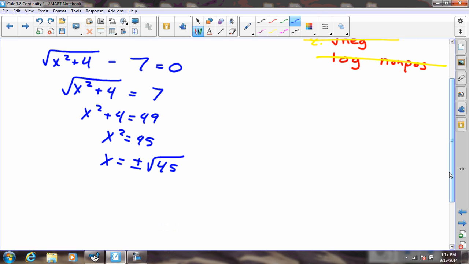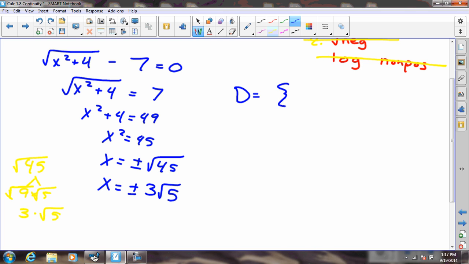The square root of 45, I'm going to simplify, by the way. Switching colors, 45 is 9 times 5. So the square root of 45 equals the square root of 9 times the square root of 5, which is 3 times the square root of 5. Telling me here are the restrictions on the domain. These are the points at which it's discontinuous. This is what does not work. Our domain is all the x values that are in the real numbers such that they're not positive or negative 3 times the root of 5.